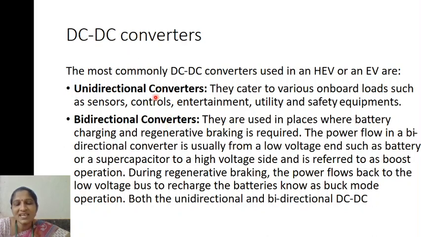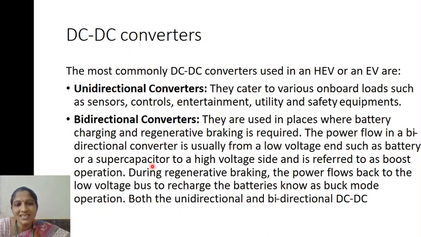The unidirectional converters cater to various onboard loads such as sensors, controls, entertainment, utility, and safety equipment. Whereas bidirectional converters are used in places where battery charging and regenerative braking occur, where the power has to flow in both directions. In the unidirectional converter, the power flows in only one direction, so they are called unidirectional converters.